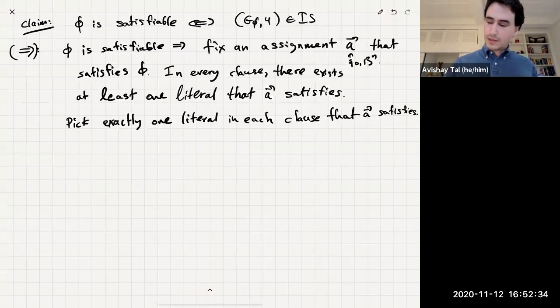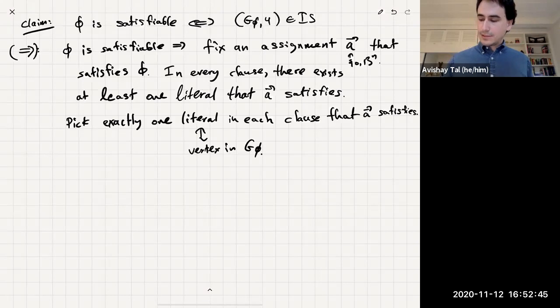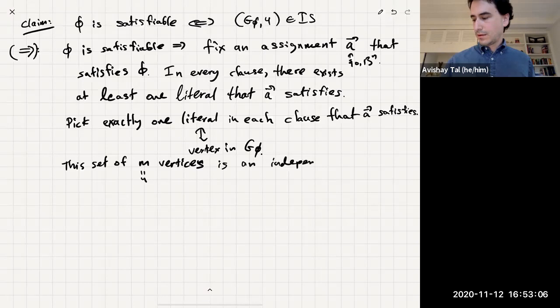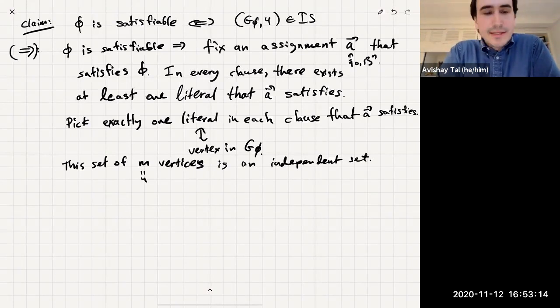Okay, and I claim that each of these literals corresponds to some vertex in the graph G prime, and that this set of vertices is an independent set. So why is that the case?